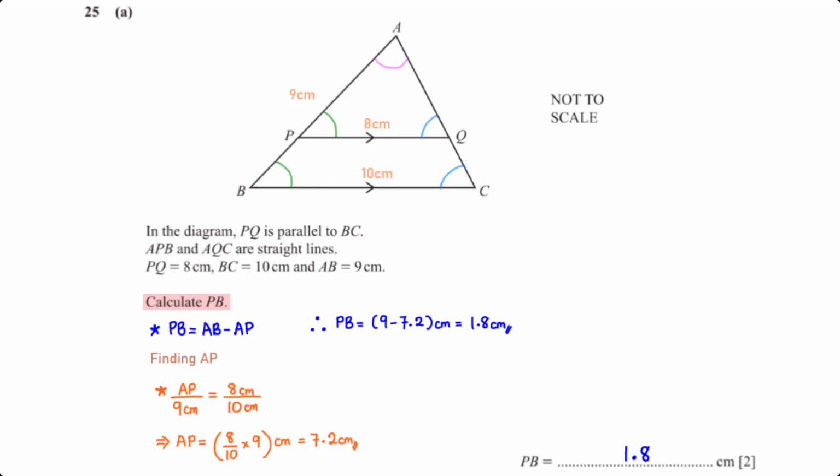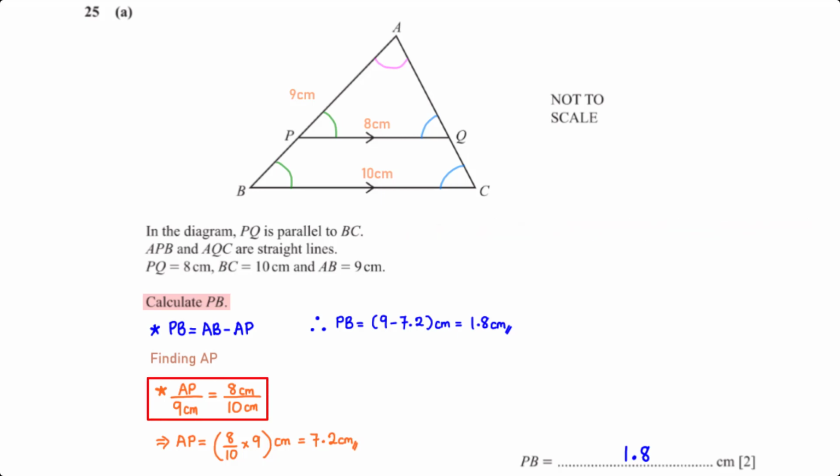Triangles APQ and ABC share a common angle. These two angles in both triangles are equal because they are corresponding. These two angles are also equal because they are corresponding. So based on the AAA criteria, the two triangles are similar. So to get AP, we can apply the concept of similar shapes, which says that if the triangles are similar, then their corresponding sides must be in the same ratio.